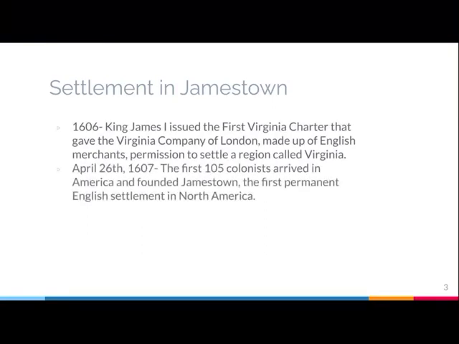So on April 26, 1607, we see the first 105 colonists arriving in America, and they founded Jamestown. Guess who you think they named it after? King James. Yeah, they're very creative with names. Just throwing that out there. But Jamestown became the first permanent English settlement in North America. The first permanent, right? As we learned last in Module 2, England set up a settlement like Roanoke, but then it disappeared. Jamestown became the first permanent, as in it stayed. Permanent means it's staying there.